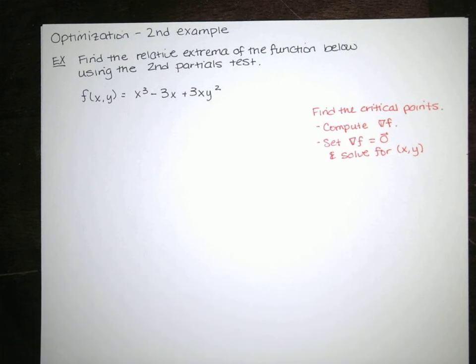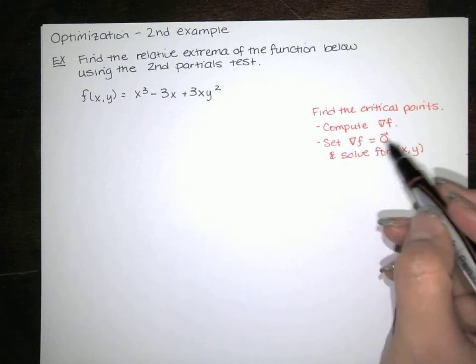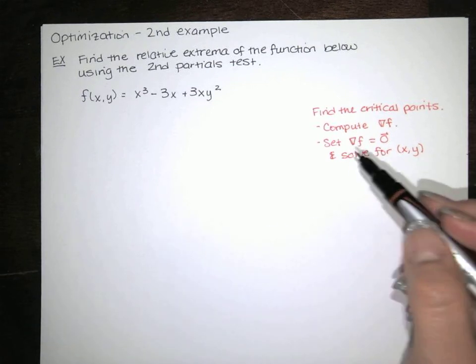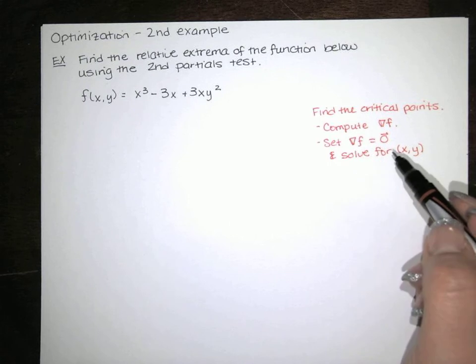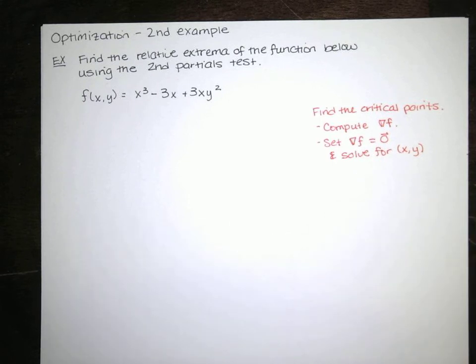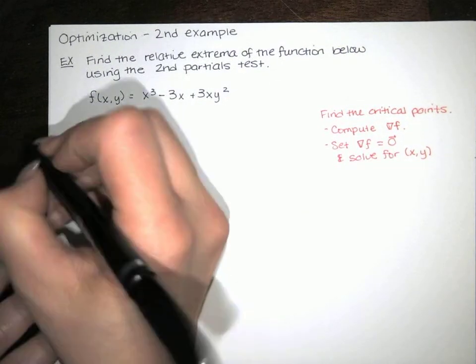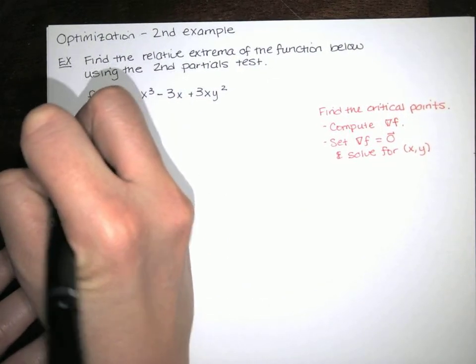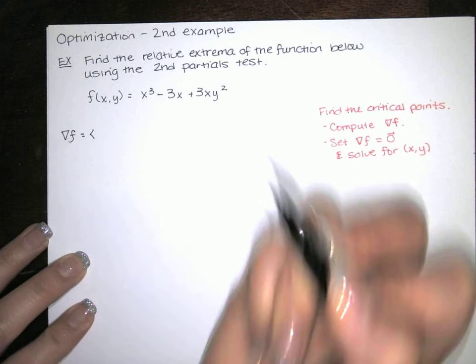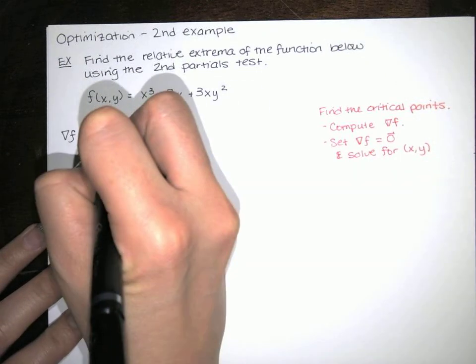Okay, so that's the plan, and remember, it's because the slope in the x direction and the slope in the y direction have to be 0 at the same time for us to have a horizontal tangent plane. And when we have a horizontal tangent plane, that's a potential location of a minimum or a maximum, relative minimum or relative maximum. So first thing we do is we compute the gradient. And remember what the gradient is. It's just the vector of first partials.